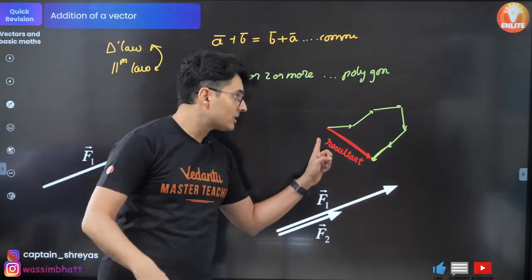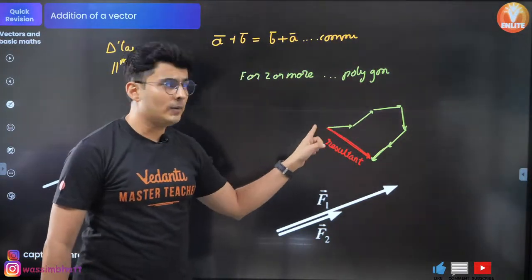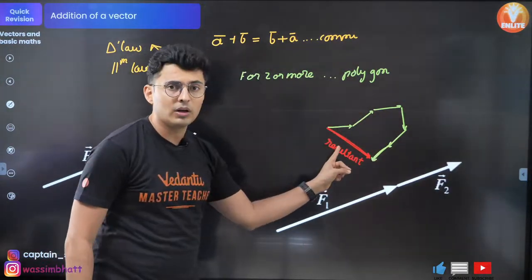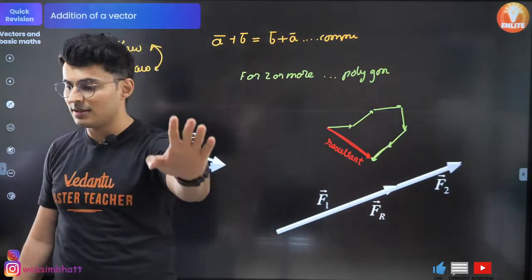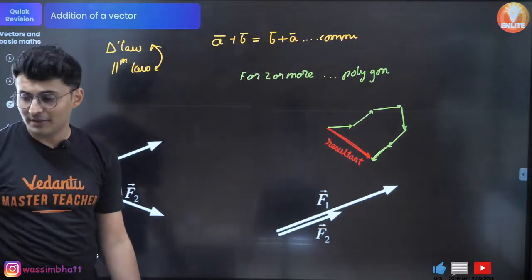And if by chance all the vectors that you have drawn somehow end up completing the polygon, the final vector lands here, then the net vector sum will be 0. Keep this in mind. Yes, vector is also there in maths.